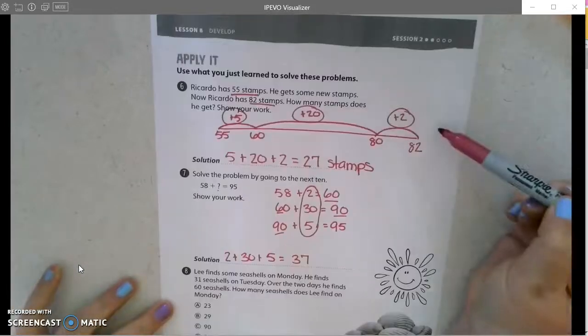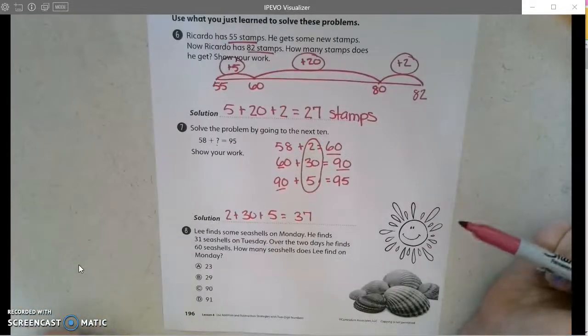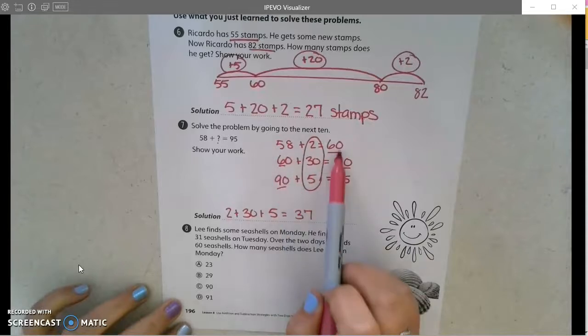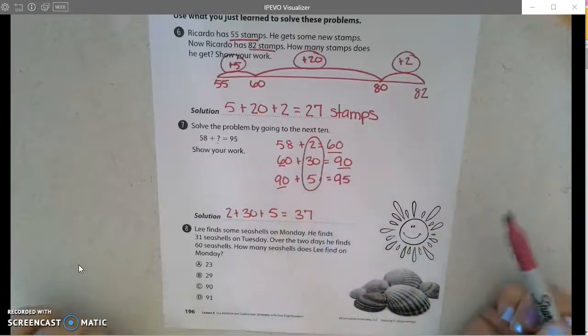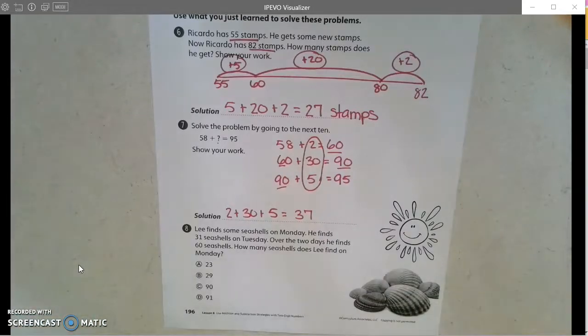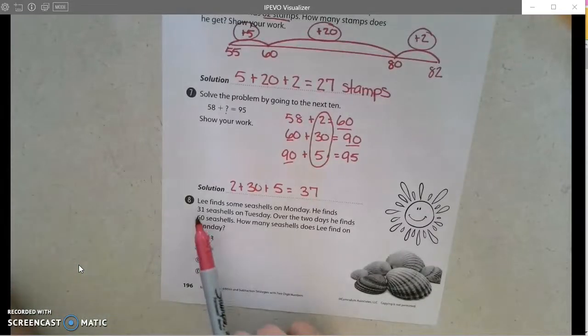So here's an example of how to use an open number line to find the missing added. Here's an example of finding the next 10. Finding the next 10 means I'm going from 58 to the next 10, 60. A 10 is 10, 20, 30, 40, 50, 60, 70, 80, 90, 100, and then it starts over. 110, 120, 130.